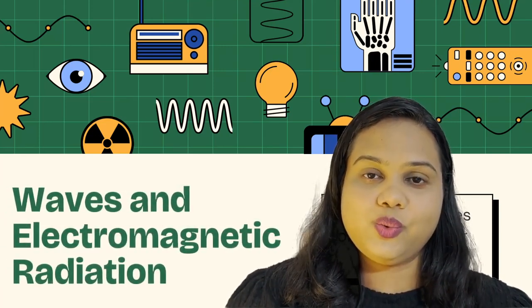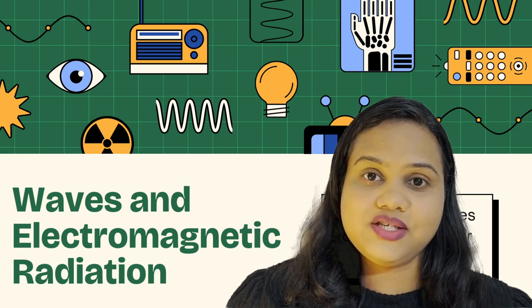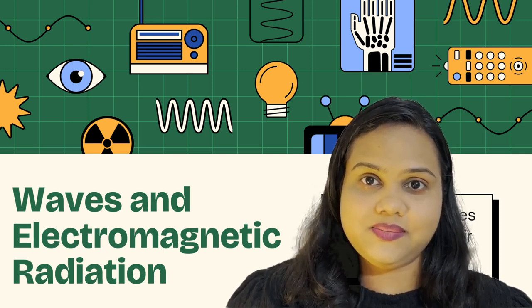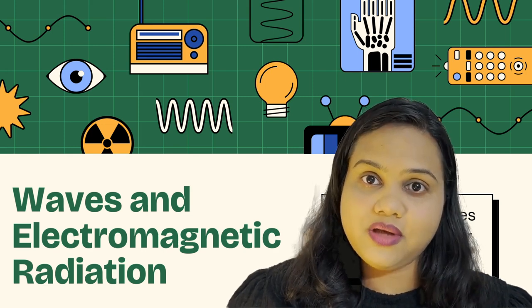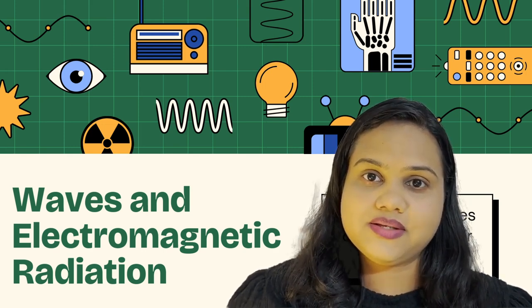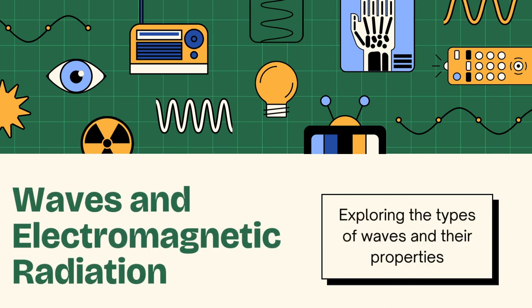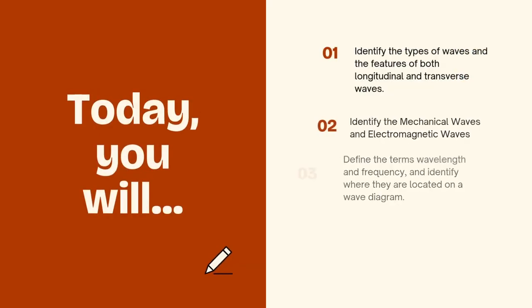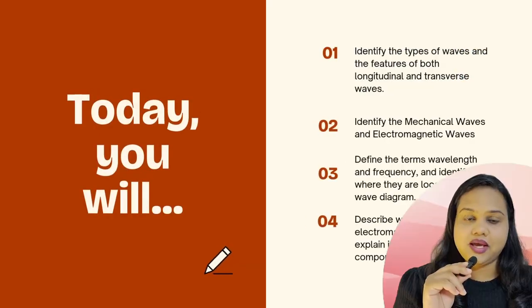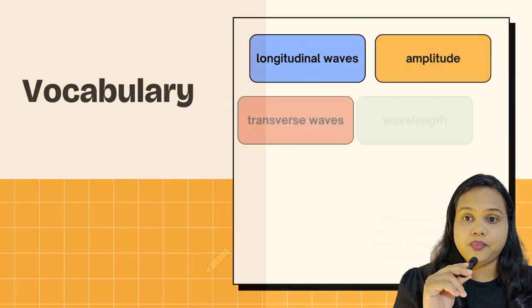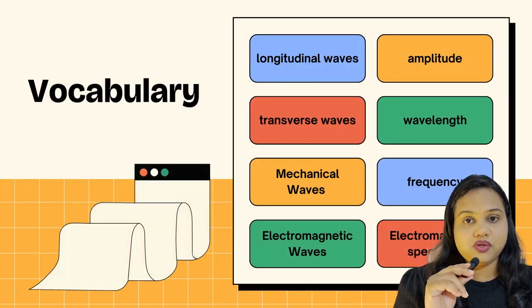In this video, we are diving into an essential science concept to help you excel in your studies. If you are aiming for academic success, you are in the right place. Today, we are going to talk about something that's all around us, but we can't see it: waves and electromagnetic radiation. By the end of this lesson, you'll understand the types of waves, what electromagnetic waves are, and how we use them in our day-to-day life.